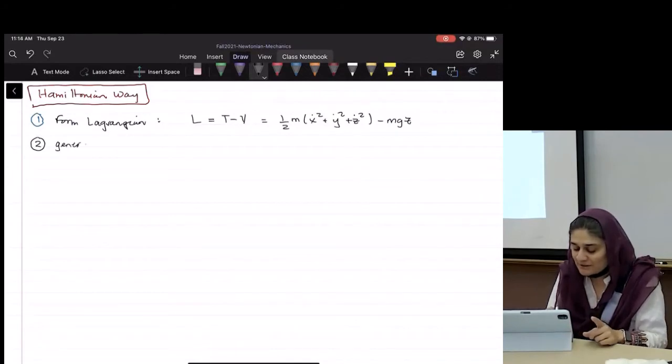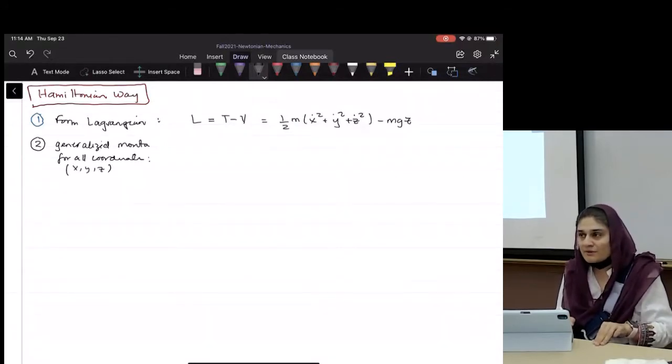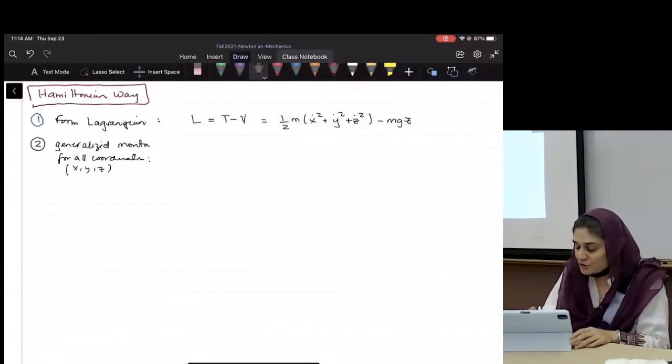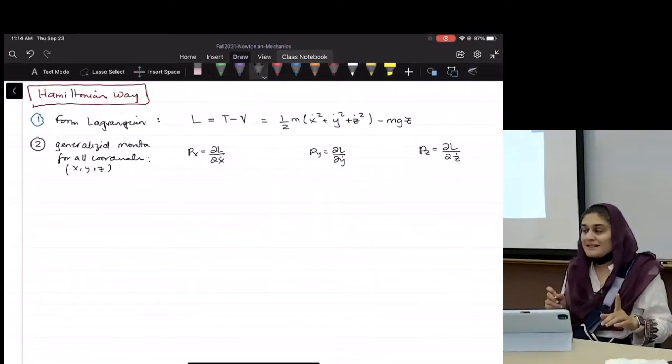Generalized momenta for all coordinates. What are our coordinates? X, Y, and Z. That means how many equations should you have now? 3. Good. And it should be Px equals partial L over partial x dot, Py equals partial L over partial y dot. Don't forget the dots. And Pz equals partial L over partial z dot. That's how you find generalized momenta.